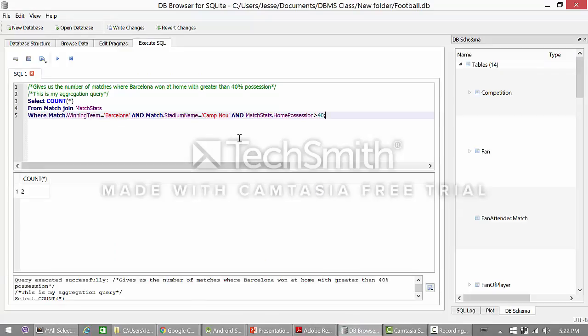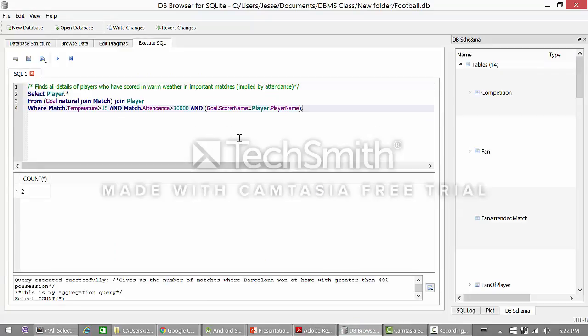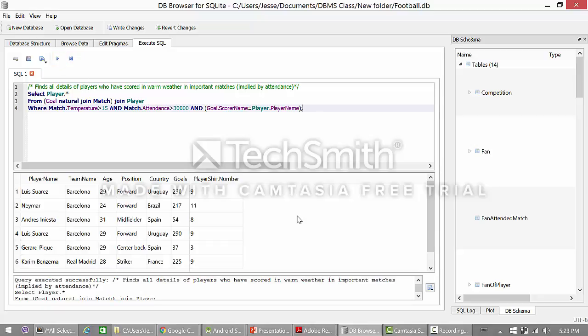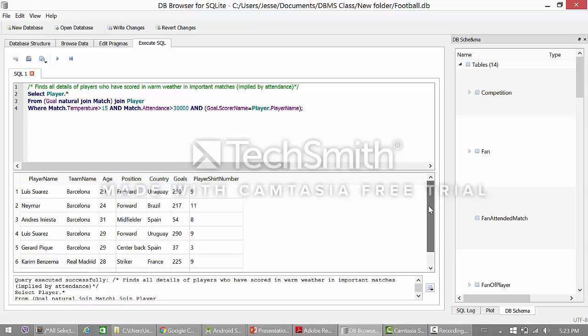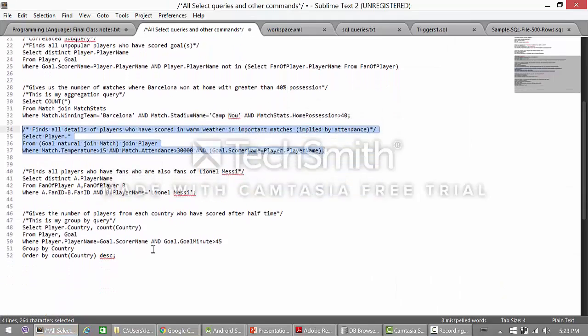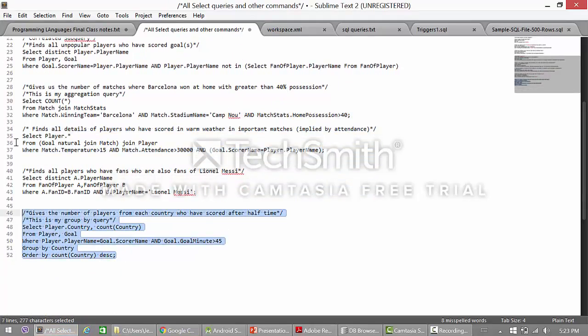Now we have another query regarding details of players who have scored in warm weather in important matches. So this is a query that could be used by a manager, or by a coach, or by players themselves. And we find information about a large number of players who have scored in warm temperature in big matches where attendance is over 30,000. And let us run the final query.